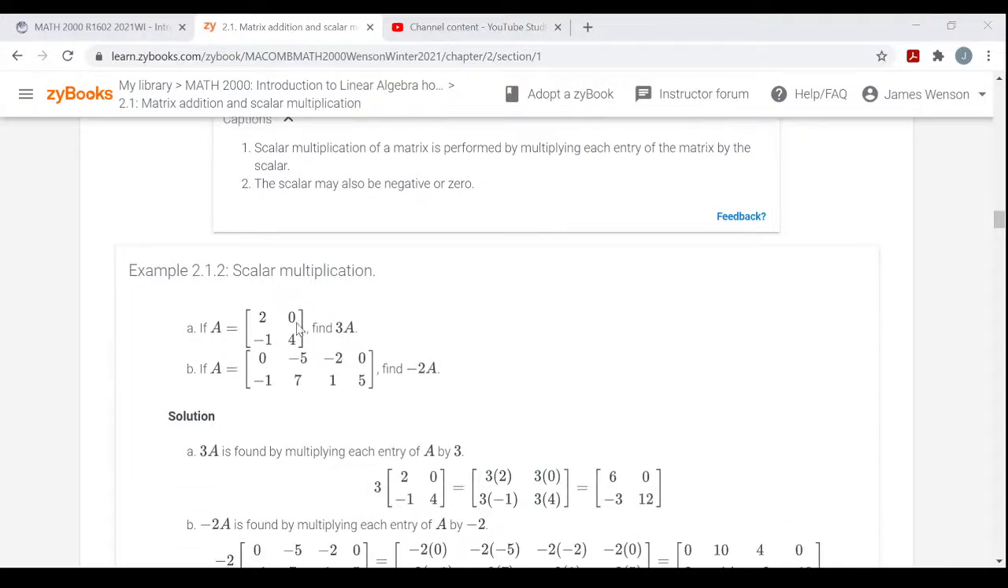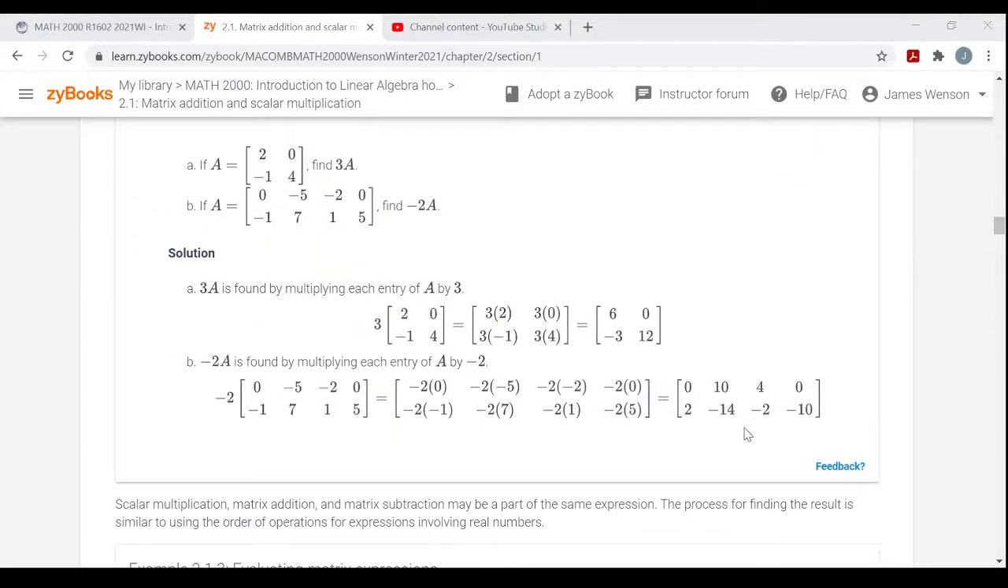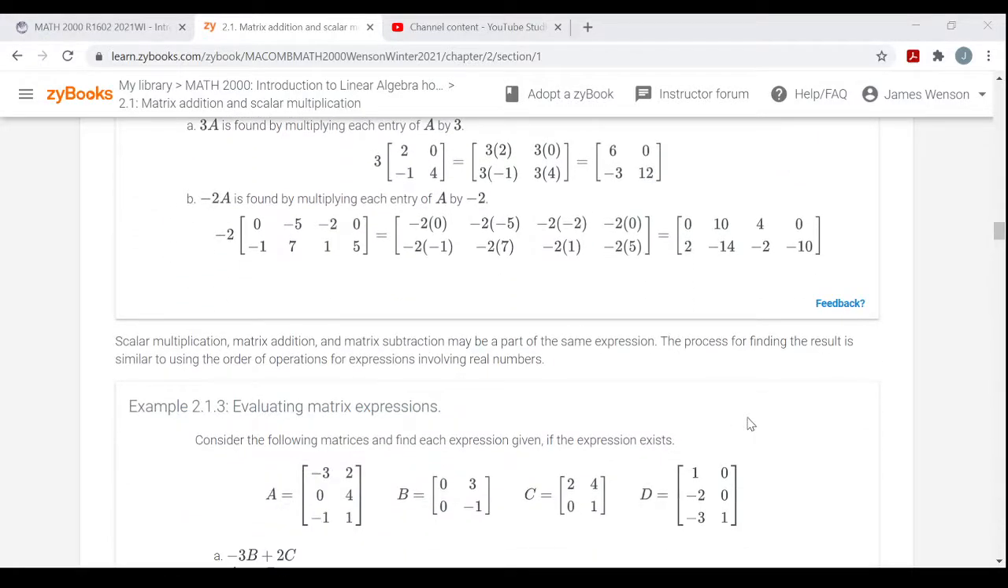All right, so again, very simple examples. This is just telling me multiply every entry from matrix A times the scalar 3. This one here, you have a 2 by 4 matrix. So when you multiply every entry by -2, it's still going to be a 2 by 4 matrix, and you see the result down here. Again, you can read that on your own.